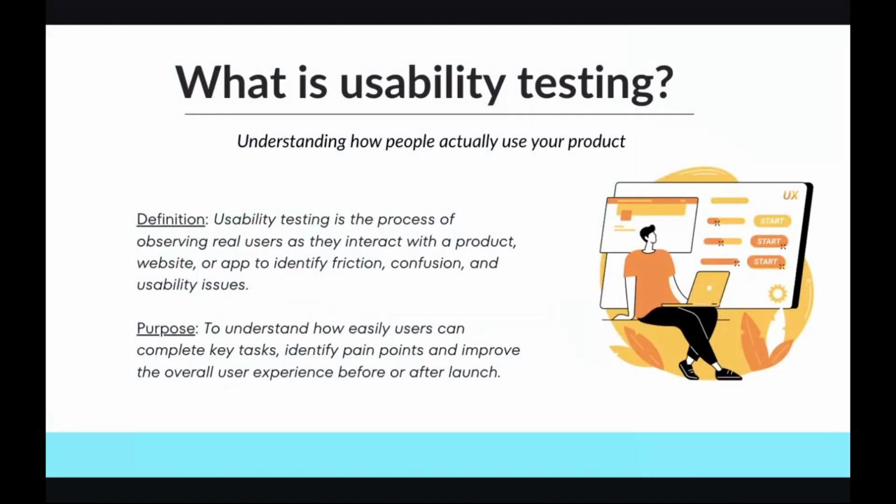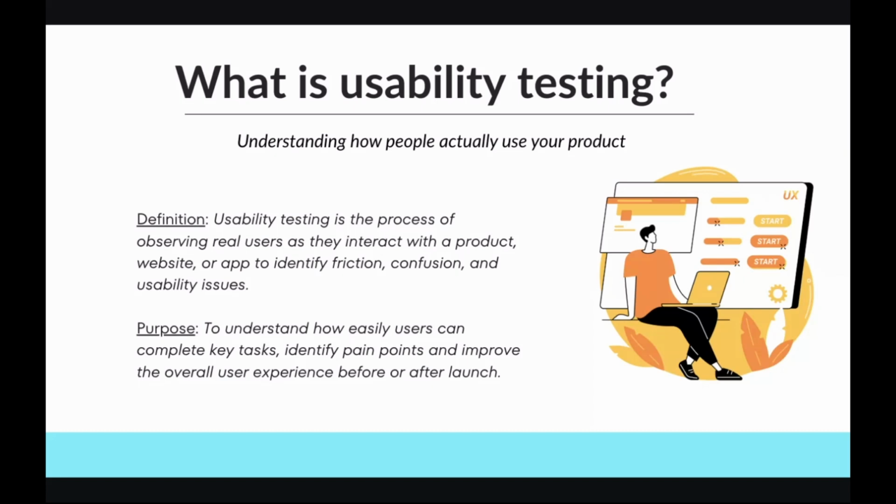What is usability testing? At its core, usability testing is about observing people as they interact with something, whether that's a website, an app, a prototype, or even just a feature, to understand how well it works and where they might struggle. One way to think about usability testing is as a reality check. Usability testing shows you what users do, not just what they say they do.